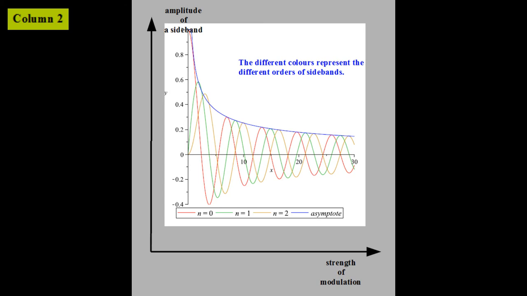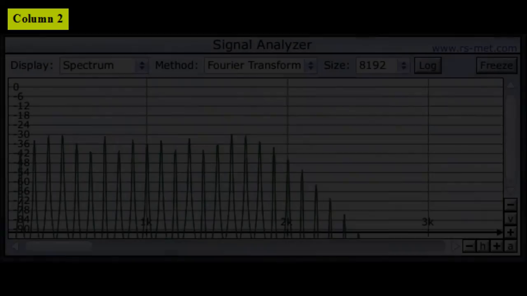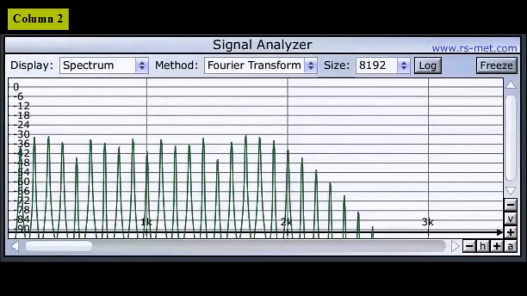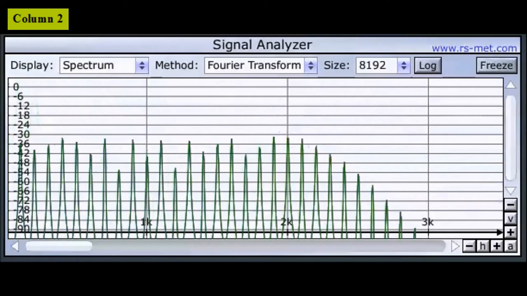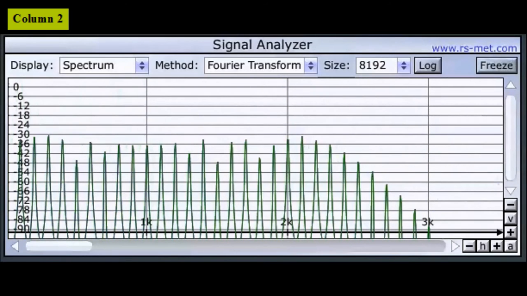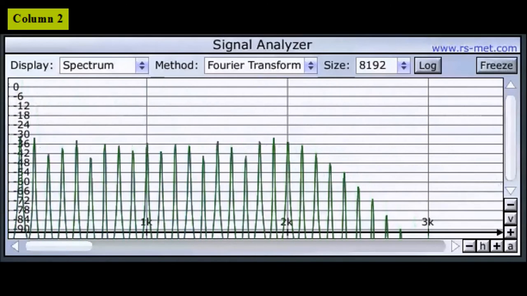The relationship between the strength of modulation and the amplitude of a sideband follows the so-called Bessel functions. That is a kind of mathematics, and I would break my promise if I explained it to you in detail. Even, I have to say, I would like to, as I have studied not only music and philosophy, but also mathematics in my younger days. But, well, perhaps in another workshop or tutorial, but not here in this series.